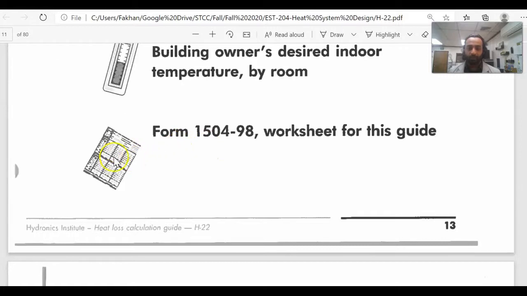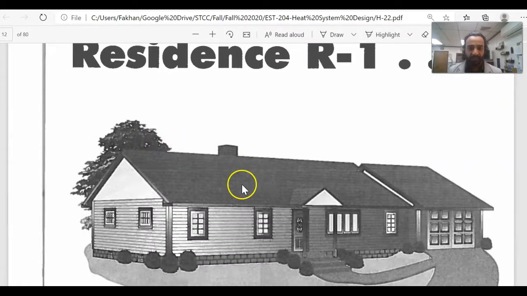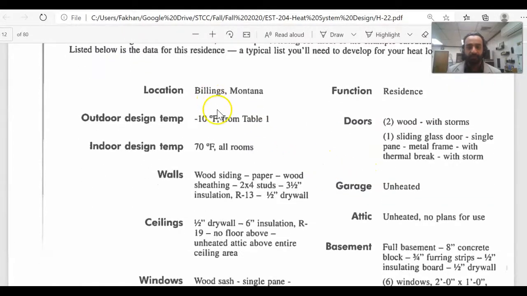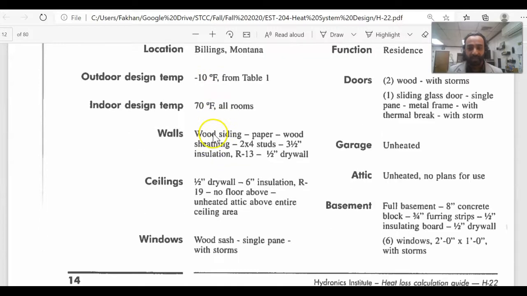So then you need the form, which they provide at the end of the book. You can cut it or photocopy it or make your own, or use the one Excel sheet that I gave you. So this is an example. It's called R1 residence. They took the information here. It's in Billings, Montana. The outdoor design temperature is -10. That's from table 1. That is very cold, and they designed for the coldest extreme day in the last 10 years. So this could actually have been changed in the last 10 years.